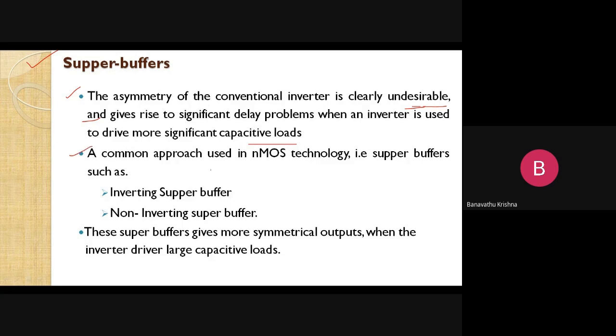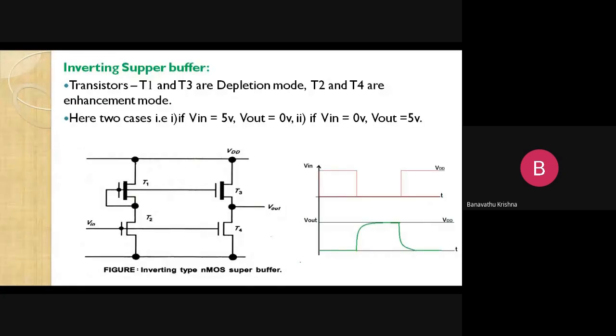A common approach used in NMOS technology is the super buffer, such as the inverting super buffer and the non-inverting super buffer. These buffers give a more symmetrical response. So these super buffers give more symmetrical outputs when inverters drive large capacitive loads. Okay, let us see the circuit diagram here.